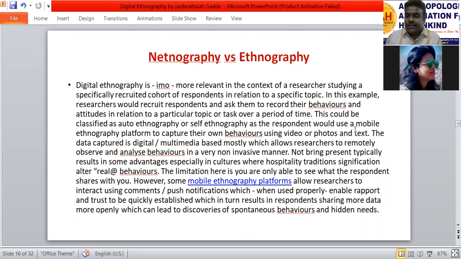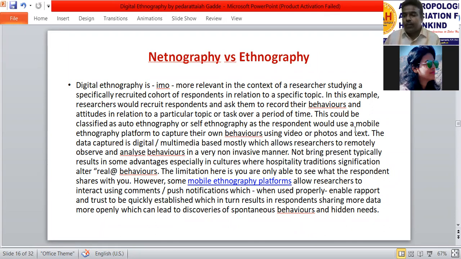Not being present typically results in some advantages, especially in cultures where hospitality traditions significantly alter real behaviors. So the limitation here is you are only able to see what the respondent shares with you.